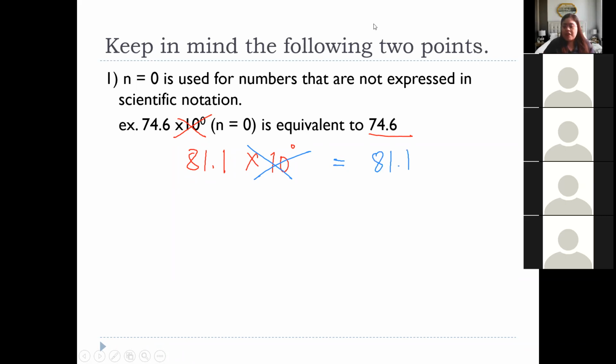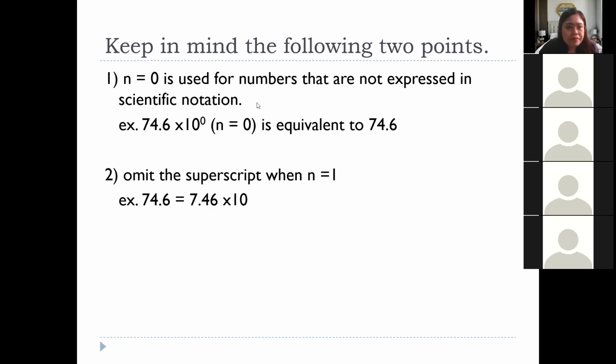So that's the meaning, if for example you encounter a scientific notation that has 0 as the exponent. And then, how about if the exponent is 1? You can actually omit the superscript, the exponent, when it is 1. So just like this one, 74.6. If 74.6 is expressed as 74.6 times 10 raised to the power of 1, we can always omit the 1. We can just write this as 7.46 times 10.